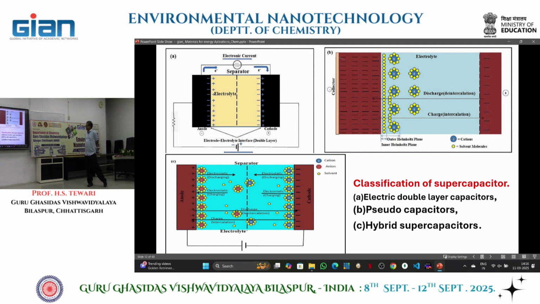So this first one is electric double layer capacitors. You can see that at anode and cathode there is formation of a double layer, and the capacity of this one is increasing because of these two layers. In case of pseudo capacitors, at anode and cathode, these cations and these solvent molecules form a group of material, and this will increase the capacity of the capacitor. And this one is hybrid. That one is a mix of these two.